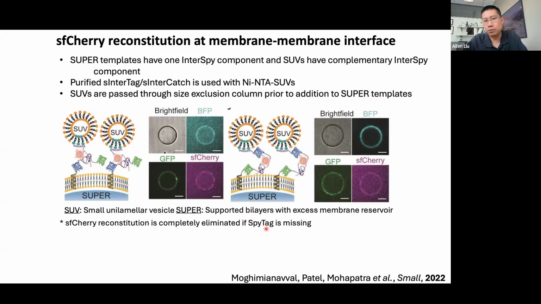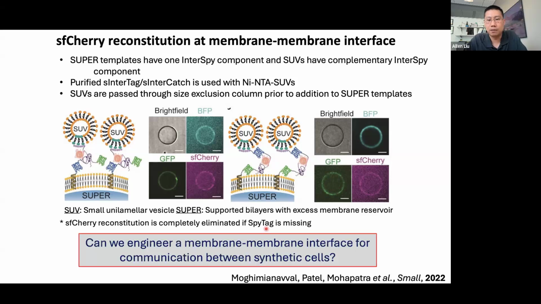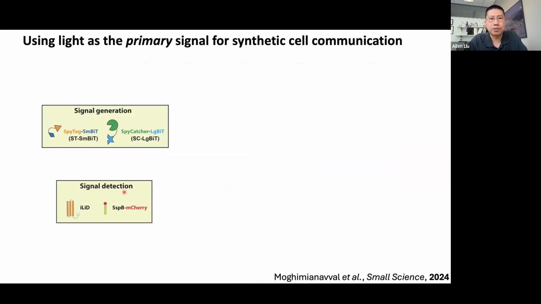So this is great. We're able to reconstitute a split fluorescent protein at the membrane interface. The question is, how can we use it to entail a function between synthetic cells and allow synthetic cells to communicate with one another? For this, we decided to use light as a primary signal for synthetic cell communication. Part of the reason for using light is it doesn't exist in natural systems, so this is almost like bringing a new functionality that the cells don't use. But as synthetic biologists, we can essentially create any type of signal that we want, as long as we can form a way for this communication to pass down the information.